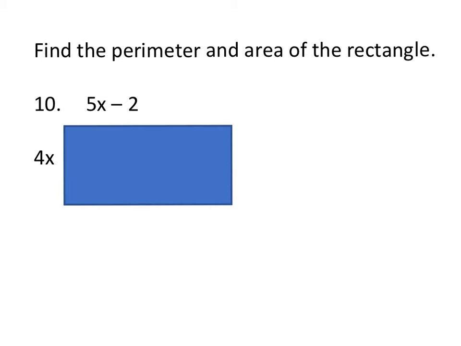In number 10, you're asked to find both the perimeter and the area of this rectangle when you're given a binomial and a monomial for the side lengths. So perimeter is probably the easiest. You just got to remember that you're adding up all four sides.